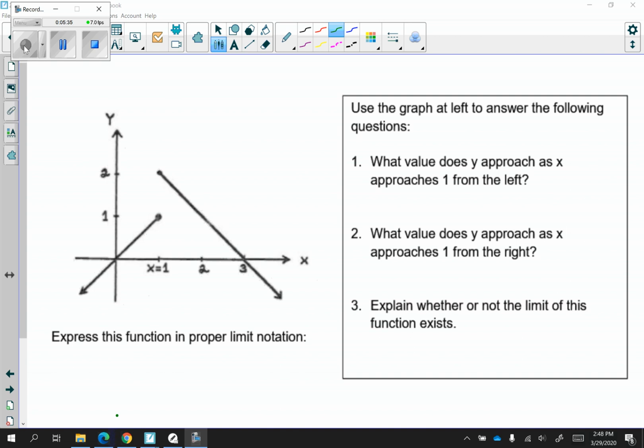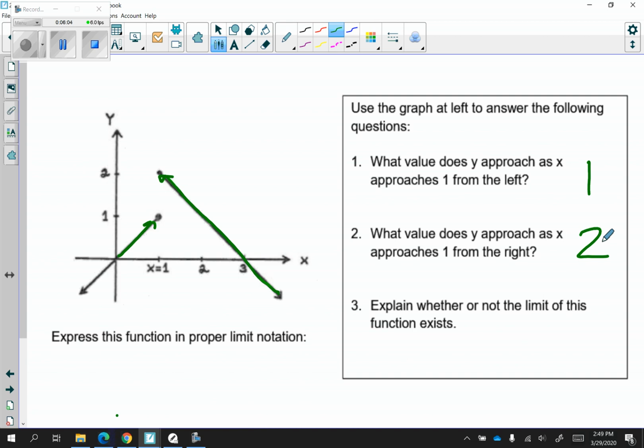Use the graph at left to answer the following questions. Number 1, what value does y approach as x approaches 1 from the left? So if I'm approaching 1 from the left, it seems to be going to 1. What value does y approach as x approaches 1 from the right? Here's 1 from the right. It seems to be approaching 2.